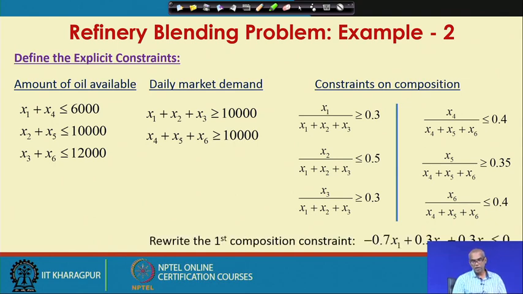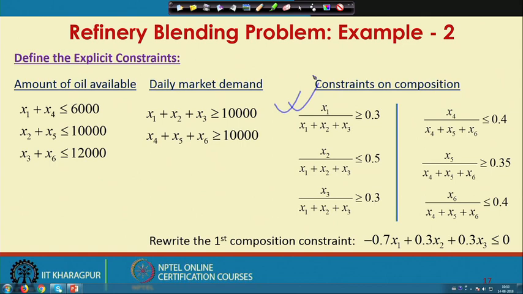So, you have to rewrite these composition constraints. You have 6 composition constraints. If you look at the first one, x1 by (x1 plus x2 plus x3) is greater or equal to 0.3. You can write it as x1 is greater or equal to 0.3 into (x1 plus x2 plus x3), which can be rewritten as minus 0.7 x1 plus 0.3 x2 plus 0.3 x3 is less or equal to 0.